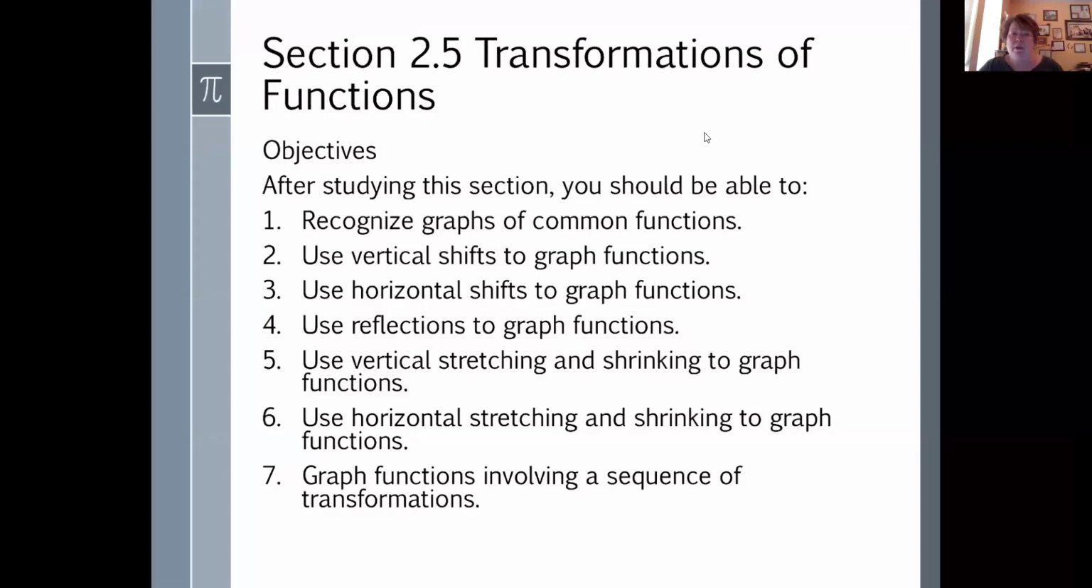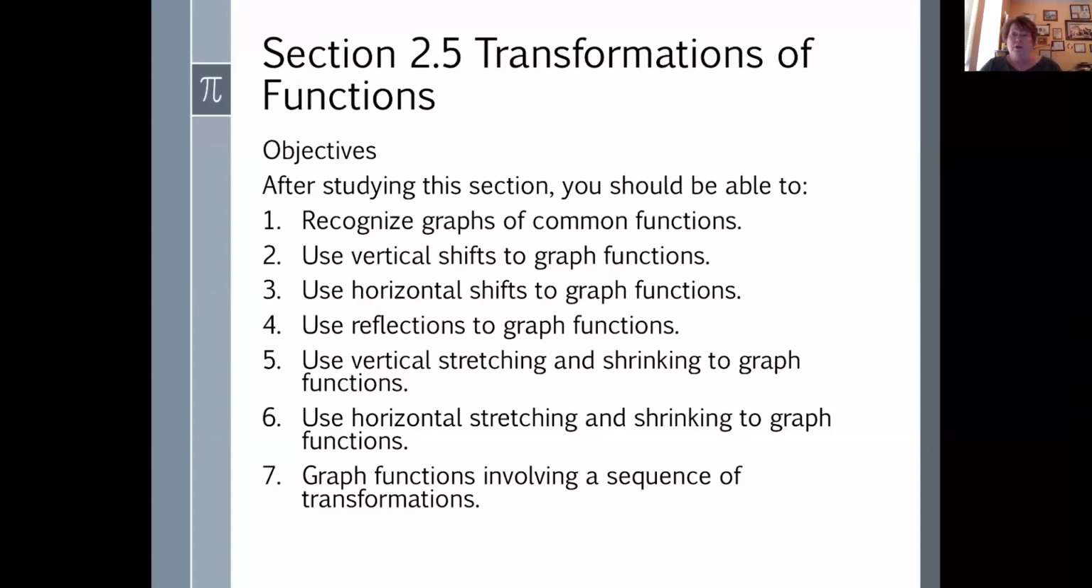In section 2.5, we are going to look at the transformation of functions. The objectives for this section are, after studying this section, you should be able to recognize graphs of common functions. So we are going to define 7 functions that you need to be able to know what the graph looks like and what the domain and range of that function is.